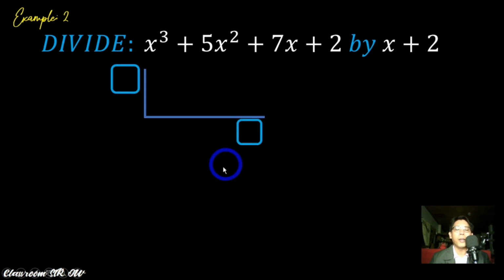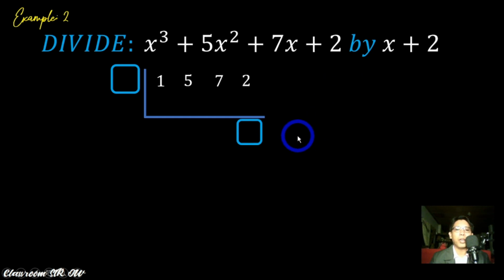for our synthetic division. We're going to look at x to the power of 3. This is the cubic term. So the coefficient is 1. So we will get 1. And from our quadratic term, the coefficient is 5. So we'll just get 5. In our linear term, the coefficient is 7, so we'll just get 7. And of course, the constant, which is 2.